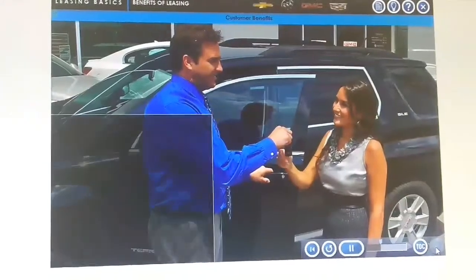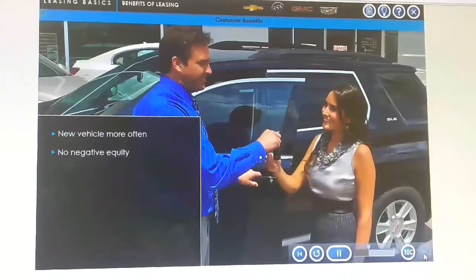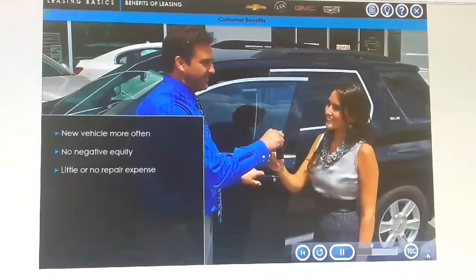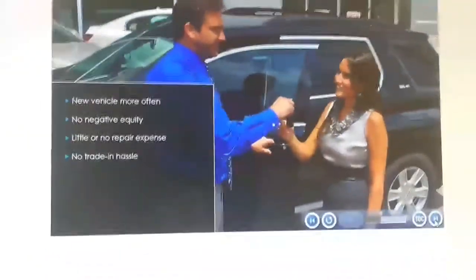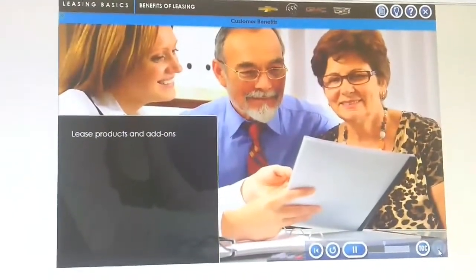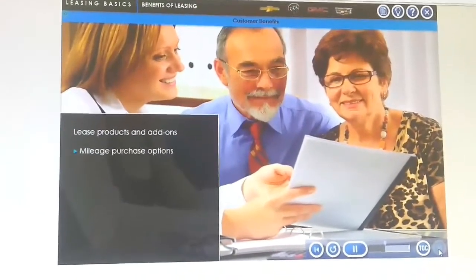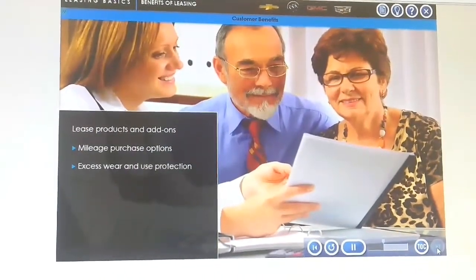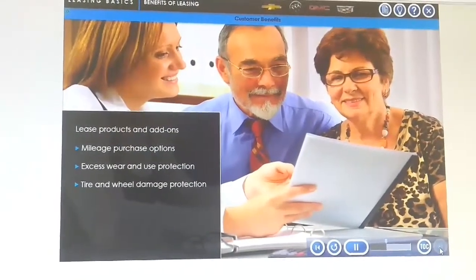Additional customer benefits of leasing include getting into a new vehicle more often, no negative equity, little or no repair expense, and no trade-in hassle. Your dealership may also offer several lease products and add-ons designed to increase customer satisfaction. For example, mileage purchase options, excess wear and use protection, tire and wheel damage protection, and maintenance plans.